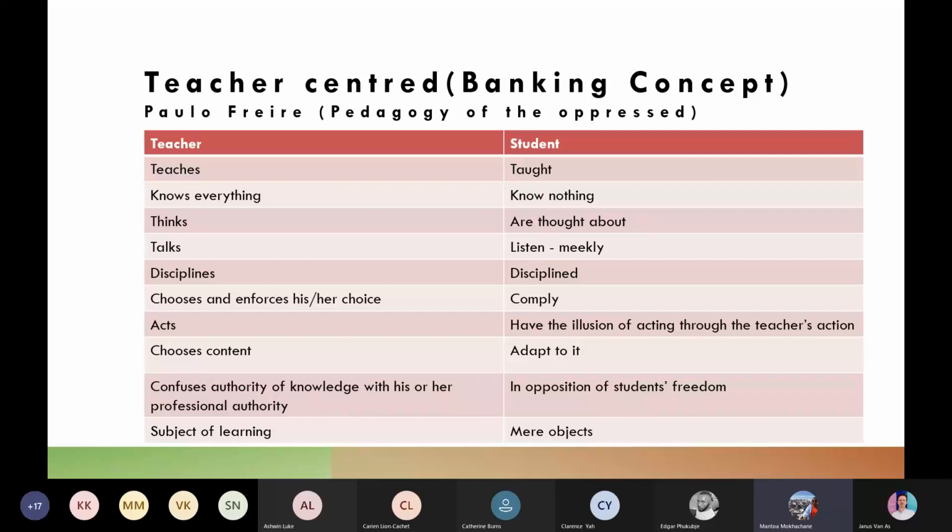The teacher disciplines, the students are disciplined. The teacher chooses and enforces his or her choice. All the students do is to comply. The teacher acts, and the students have an illusion of acting through the teacher's action. The teacher chooses content, and the students will have to just adapt to it. The teacher confuses authority of knowledge with his or her professional authority, and this is in opposition to the students' freedom. The teacher is the subject of learning, and the students are mere objects.